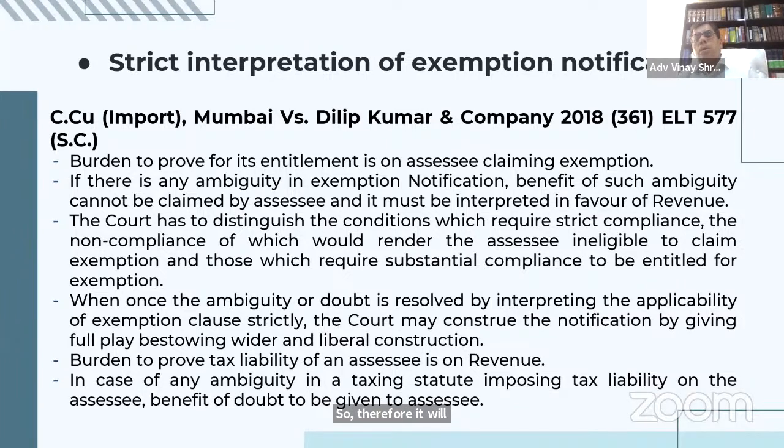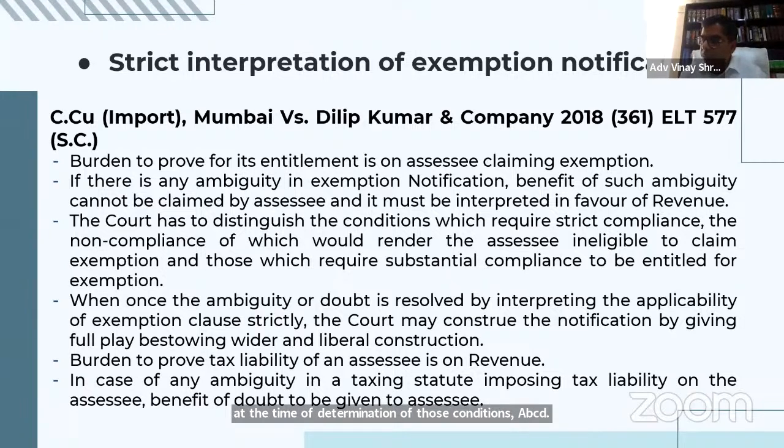But further, the Honorable Supreme Court said that once that ambiguity is resolved, then the notification will be given full play and a liberal construction will have to be adopted. So suppose there are substantive conditions for availing the exemption notification. At the time of determination of those conditions, A, B, C, D, one has to satisfy all those conditions which are substantive conditions.